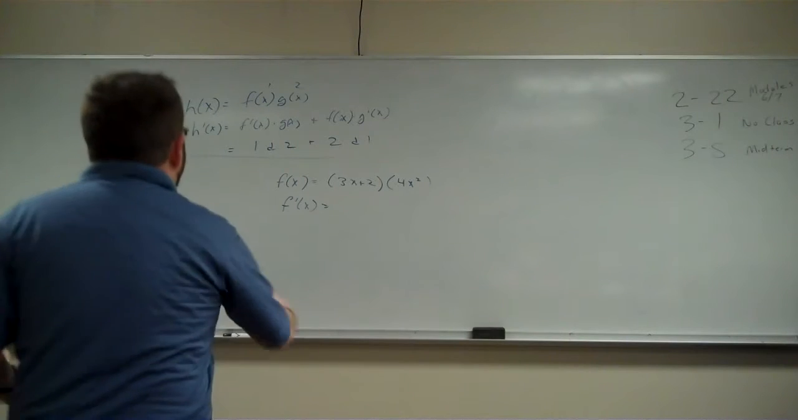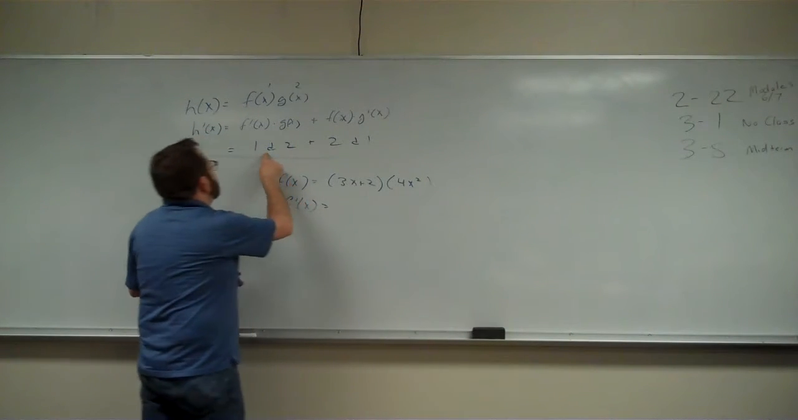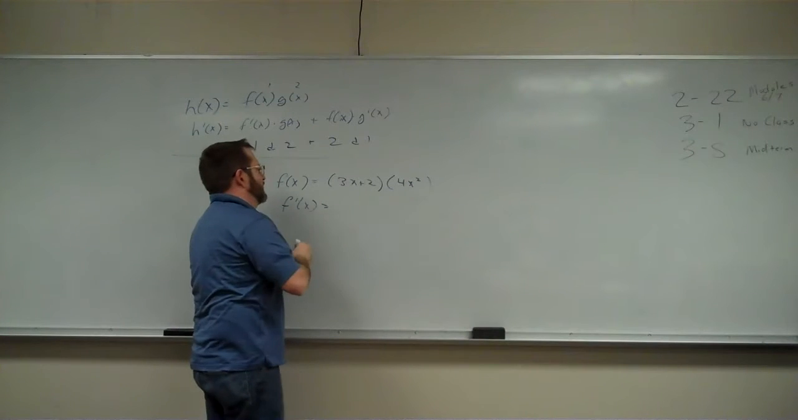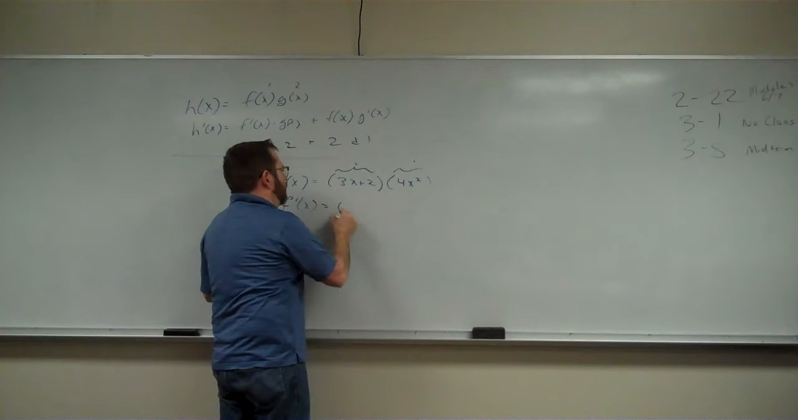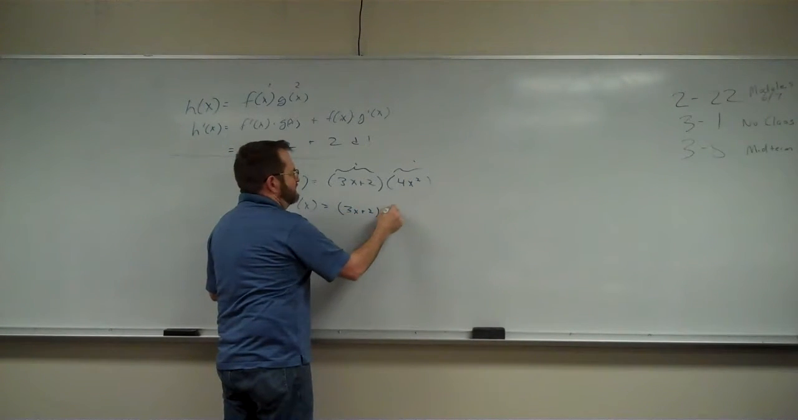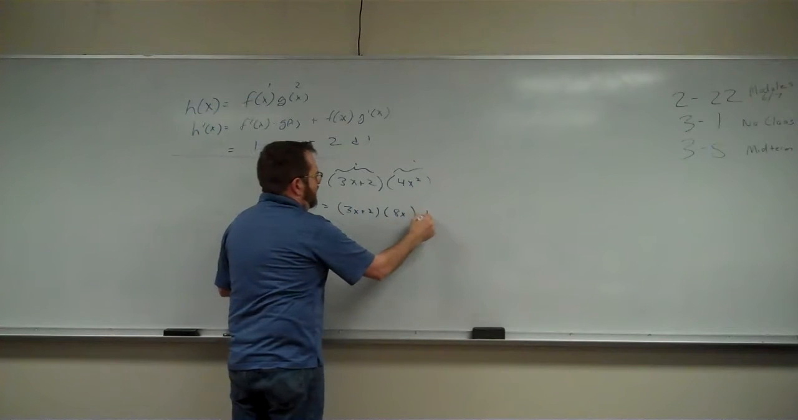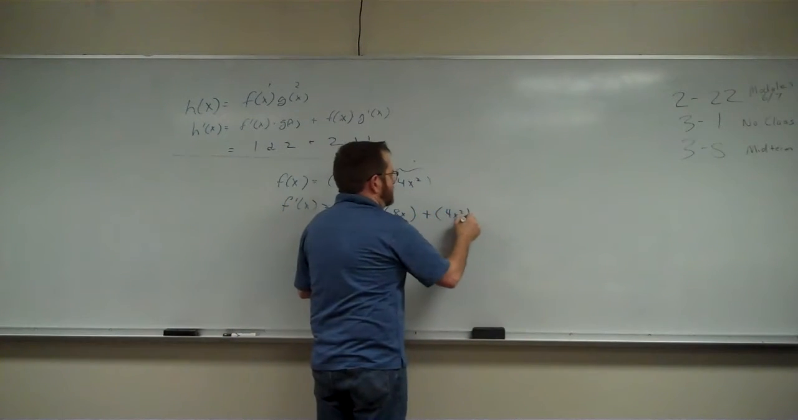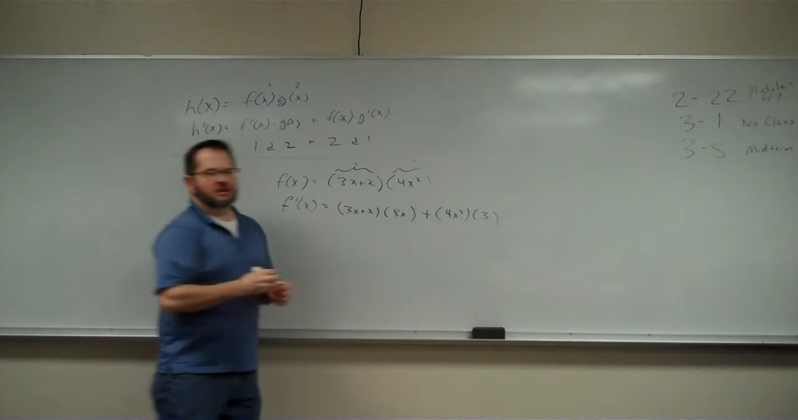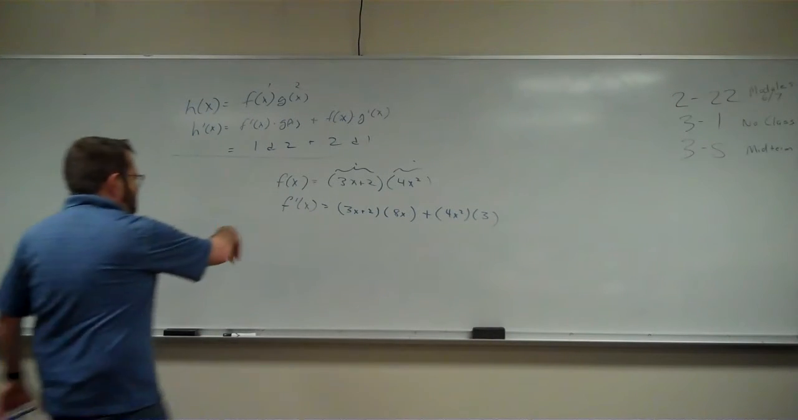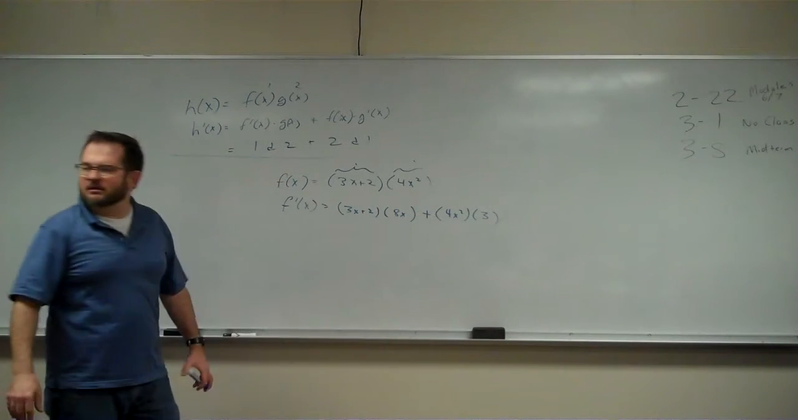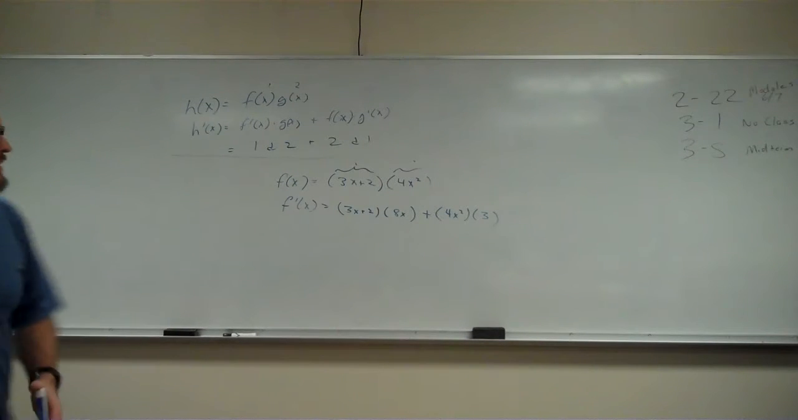But all we got to do instead, let's use Matt's little 1d2 plus 2d1. So we're going to call this thing the 1 and this thing the 2. So the first one times the derivative of the second plus the second one times the derivative of the first one. And that's literally all there is. Now, your book is not going to let you leave it like that. You have to use your big algebra brains and start factoring this and multiplying and simplifying. But it's done.